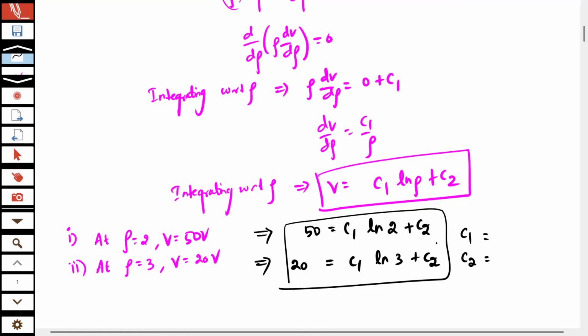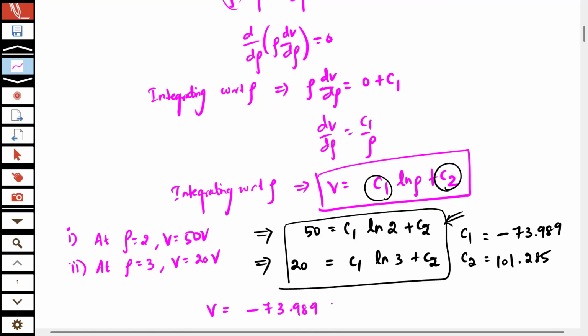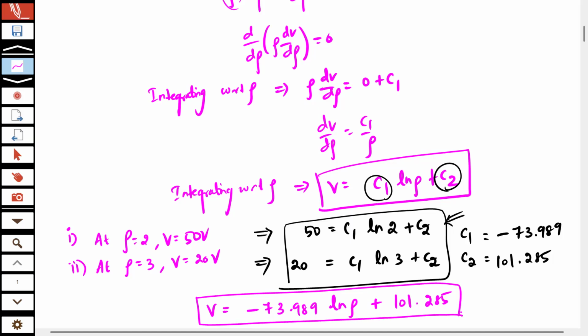I'm leaving the solution as your exercise. You know how to solve two equations with two unknowns. As a result, you'll get the C1 value as minus 73.989 and C2 value as 101.285. So substituting this C1 and C2, you'll get the potential V, which is a function of rho, that is minus 73.989 logarithm rho plus 101.285. So this is the potential V between the two cylinders.